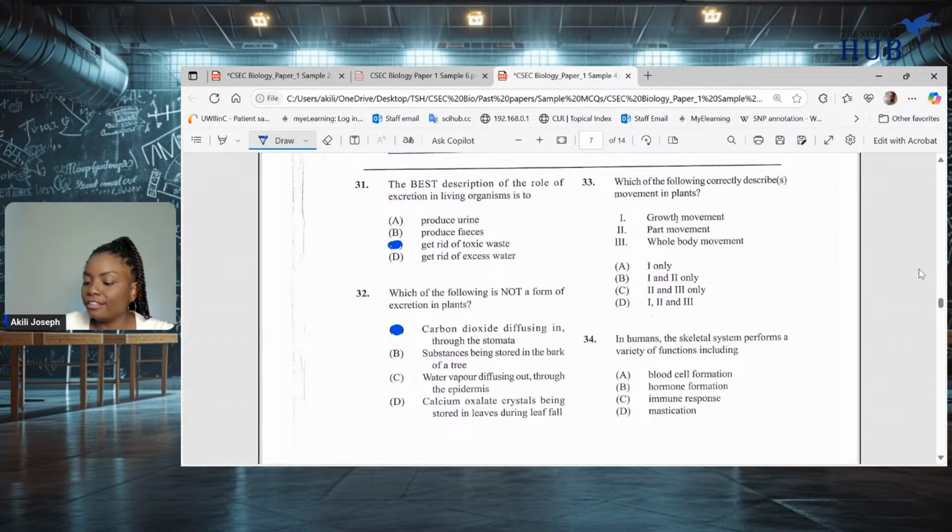33, which of the following correctly describes movements in plants? Growth movements, part movements, whole body movements. B, 1 and 2 only.